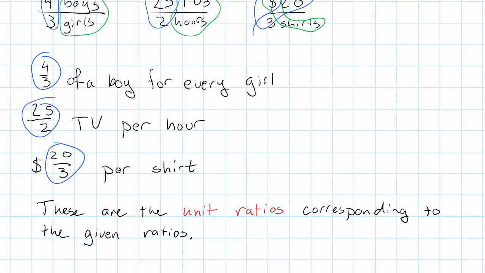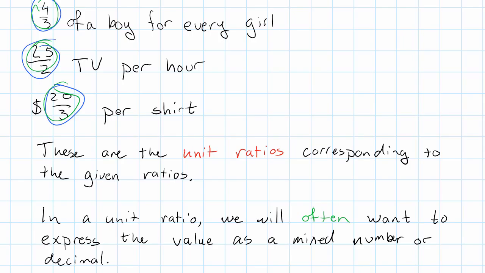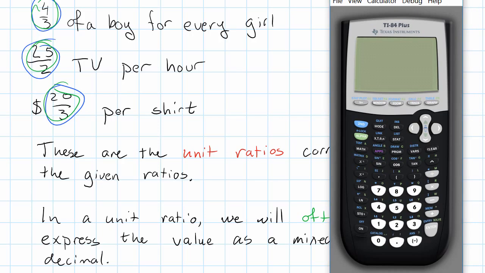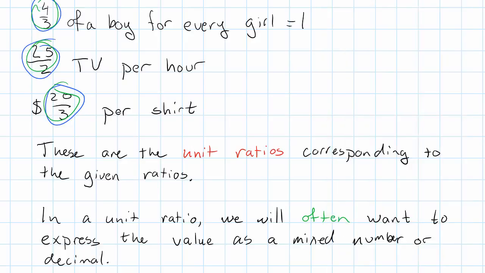Now, again, this is a little bit abstract. We don't actually have 4/3 of a boy. It helps it to feel a little bit less abstract if we don't express our numbers in this way. Typically, when we're writing a unit ratio, we will often want to express the numbers as mixed numbers or decimals. So instead of 4/3 of a boy for every girl, let's see, 4/3, oh well, we can do that easily. That's 1 1/3 of a boy for every girl. And that's still a little bit weird, but it means we have 1 boy for every girl, and then a bit more than that.